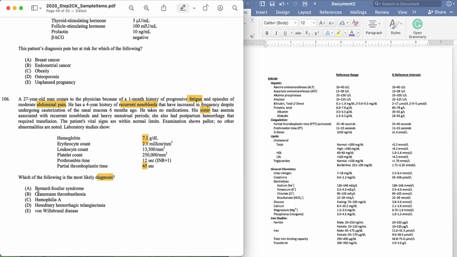Honestly, I don't know too much. I've forgotten since Step 1 about them, but they sound to me like a lot rarer diseases. And I noticed in the CK that they also think about this, as in rare versus common diseases, to think about that when coming up with your answer. But anyway, this all seems to fit von Willebrand disease, so we're going to pick that for now. I hope this gives you examples of how you might approach questions and get to your answer.